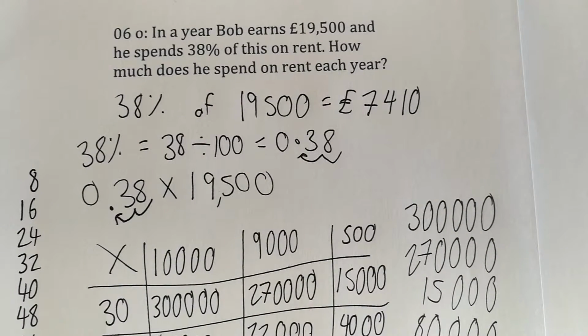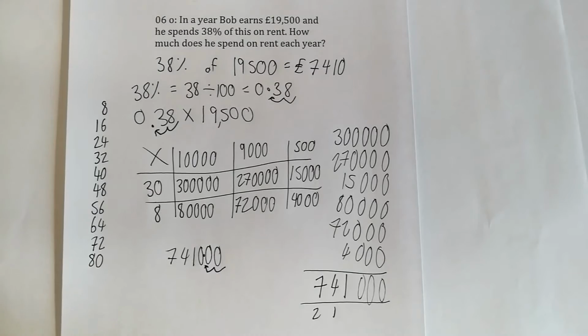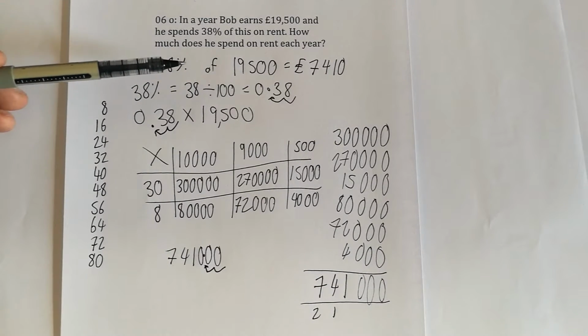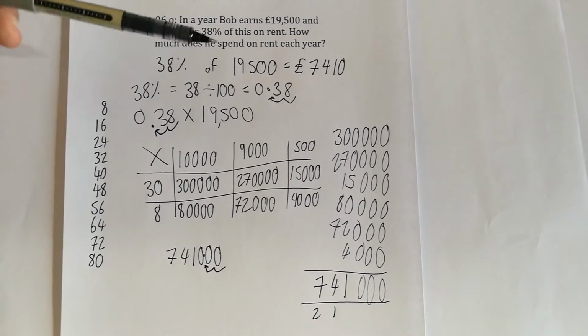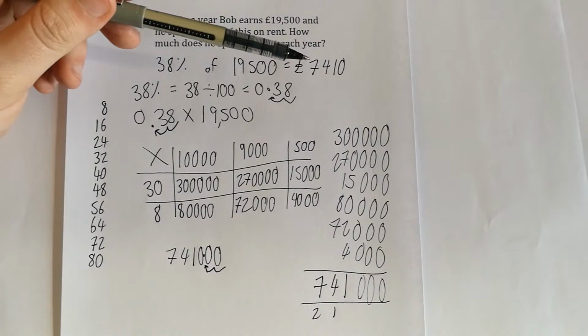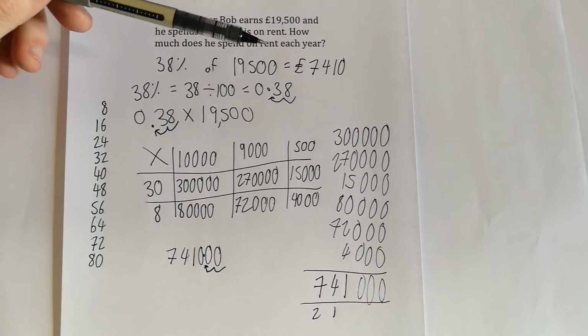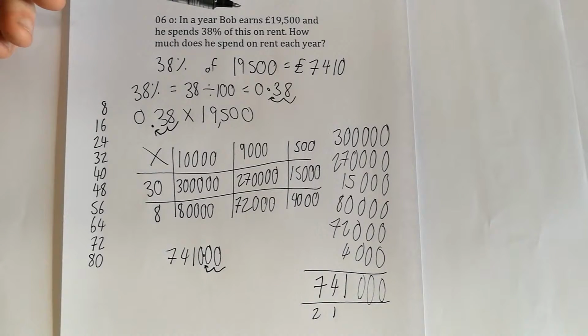I'm just going to pause for a moment and we'll zoom out and we can have a look at the whole thing in one big picture. There we go, I've just zoomed out for you. So now you can have a look at the whole thing in one go. So we've got 38% of 19,500 because Bob spends lots of money on rent. And actually this isn't untypical. People will typically spend 40, possibly even 50% of their money on rent.